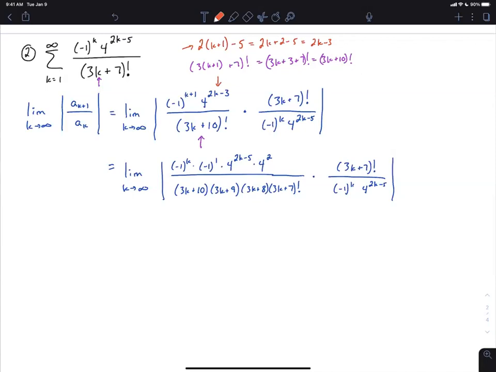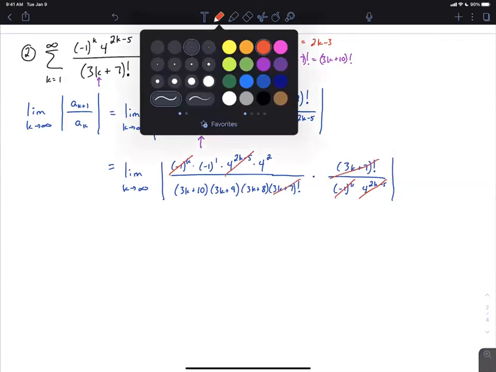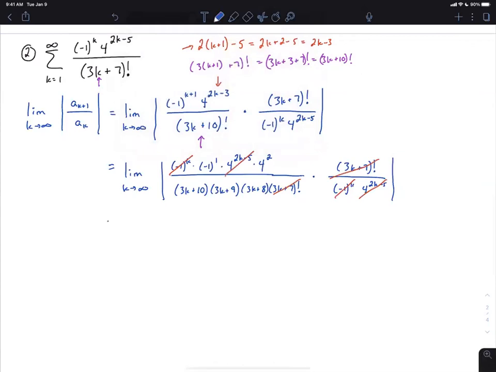Okay. So we do that now because a bunch of this cancels. Like the -1 to the k cancels, the 4 to the 2k minus 5 cancels, and 3k plus 7 factorial cancels. And now we break this down and we get, okay, the limit as k approaches infinity. Well, the top is -16, but the absolute value of that is 16. So we can make the top 16. And then the bottom is 3k plus 10, 3k plus 9, 3k plus 8.